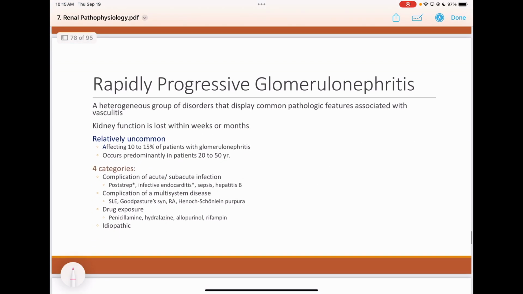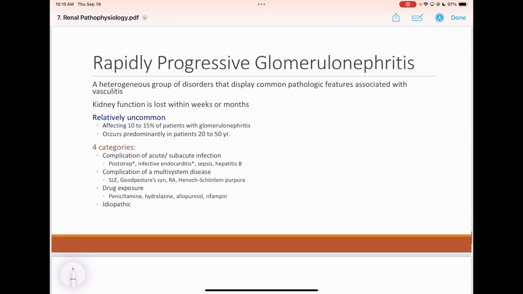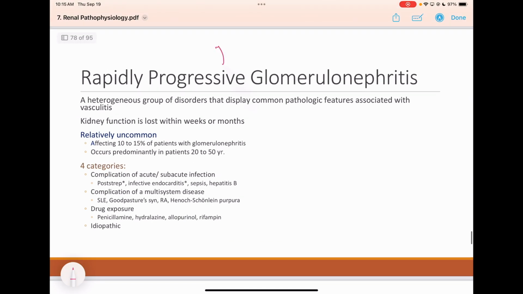The next one we'll talk about is rapidly progressive glomerulonephritis. You may see it also as RPGN.